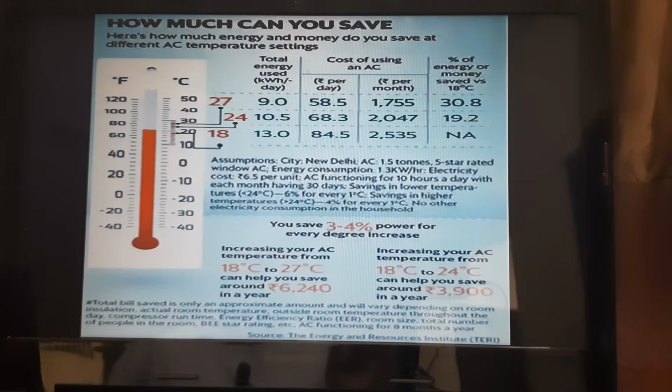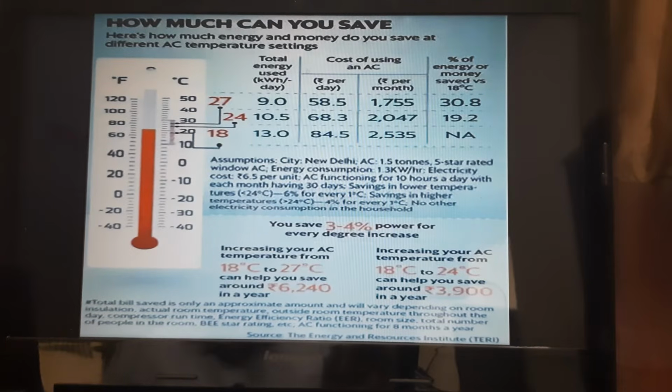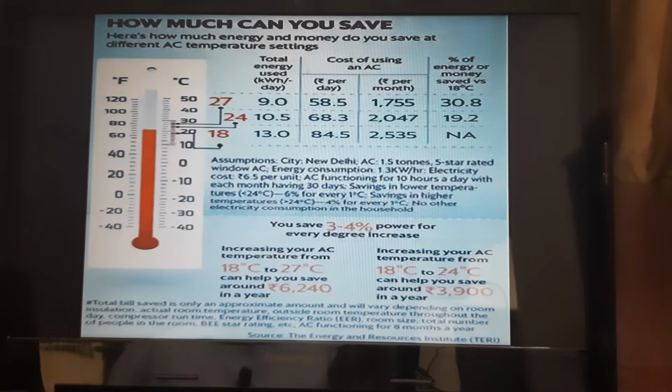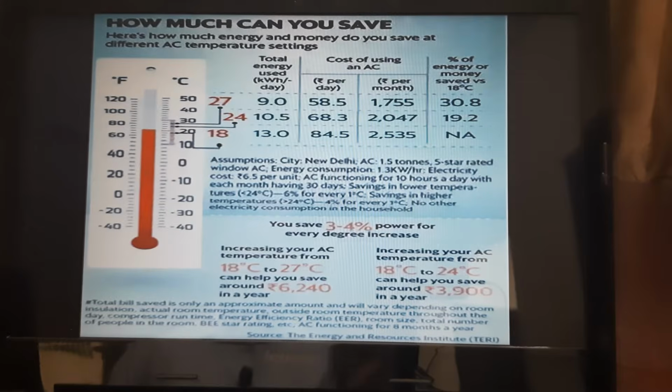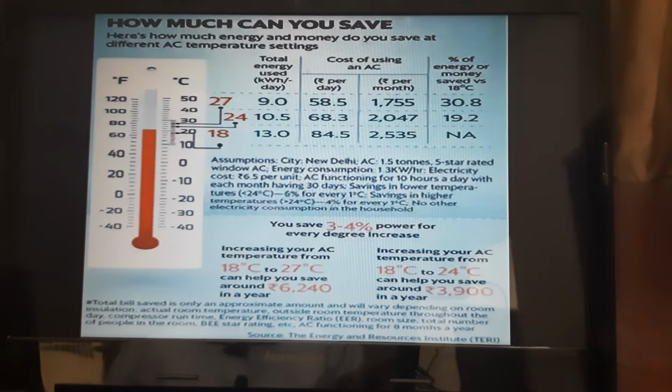This is an excellent in-depth report by TERI, The Energy and Resources Institute, along with the Bureau of Energy Efficiency. It very clearly says that if the AC is operated at 18 degrees, it consumes almost 13 units per day for a running of 10 hours. And if the same AC unit is operated at 27 degrees, it consumes only 9 units per day. Almost 30% savings is possible.